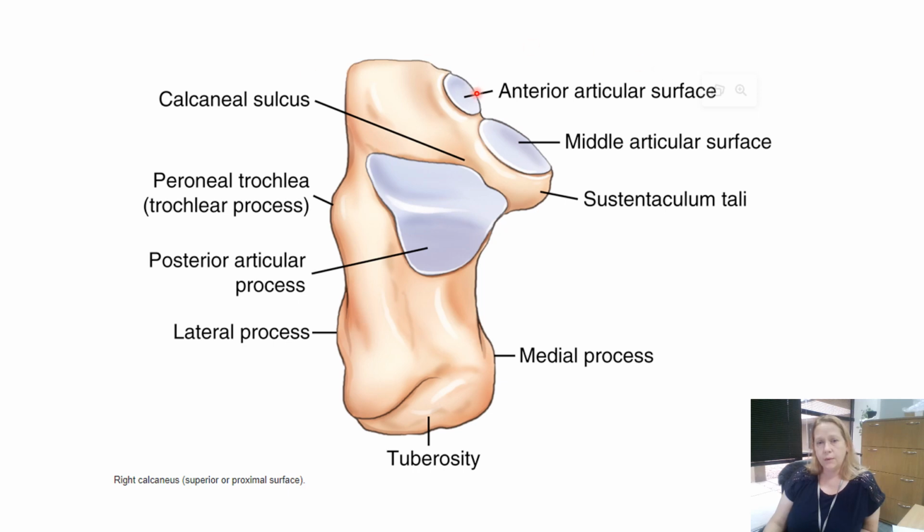So here we have the anterior surface, the middle surface, the sustentaculum tali. That is actually the bony part that sticks out of your foot that you can feel on the medial side of your foot. We have the lateral process, the posterior articular process. Here's the peroneal trochlea and the calcaneal sulcus. That just means the little groove that the calcaneus goes into.